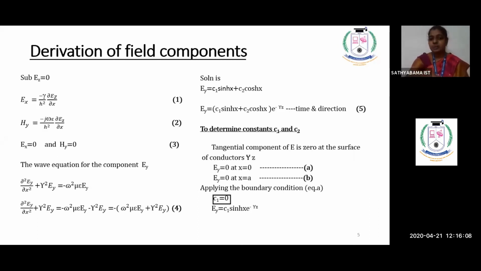Now take equation number 2, that is the Hy component of your general equation of the parallel plane wave. From there only we are taking this, as it is a continuation of your parallel plane wave. Here, the Hy component is also directly proportional to the derivative of your Ez. Again, if you substitute your definition Ez equal to 0, the right hand side becomes 0 and your Hy is equal to 0. So by applying the definition in the parallel plane wave, 2 more components become 0. Equation 3 says Ex is 0, Hy is 0.